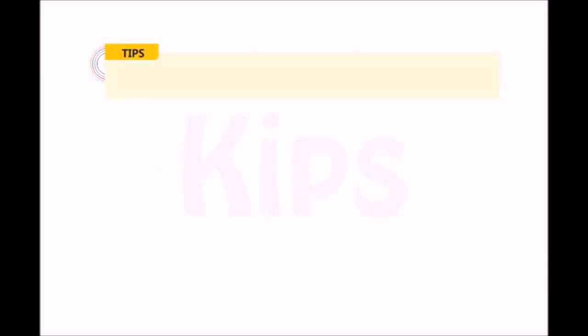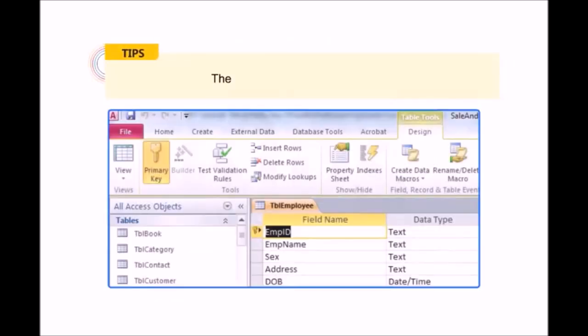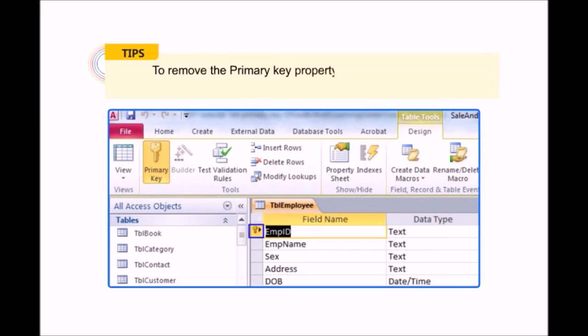Let me share a tip with you. The primary key is a toggle key. To remove the primary key property from a field, select that field and click on the Primary Key button.